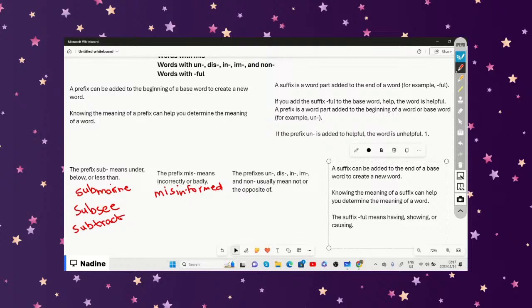All right, before we go on to our prefixes, if we look at more words with miss, then let's take, for example, mistrust. So if you don't trust someone, and misjudge, which is to judge wrongfully.